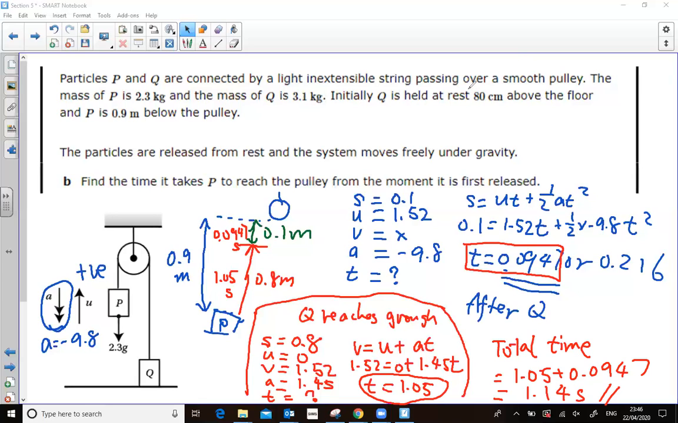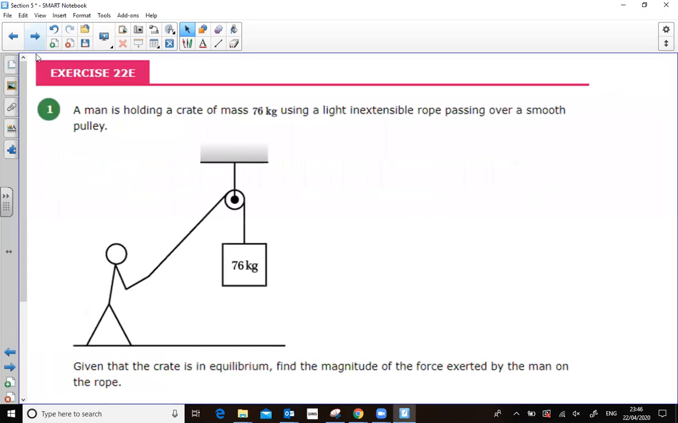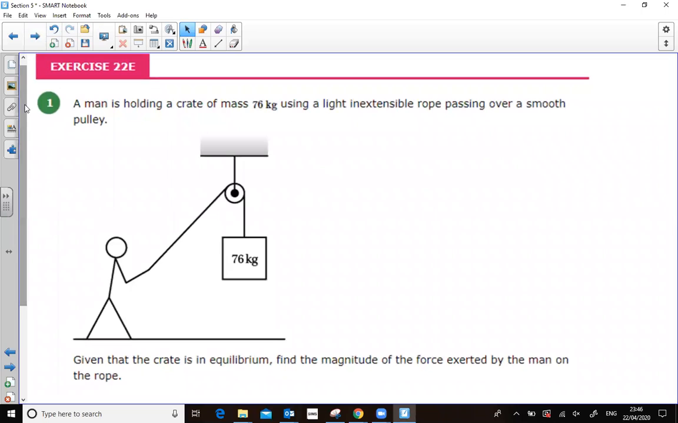Okay, so this example is a bit harder because you have to be really careful with what is happening to each individual particle and how they travel. Okay, so now let's do some exercise. So here's exercise 22E. When you do all the questions, please make sure you draw a diagram and label all the forces acting on each object. And also you should label the tension throughout the string as well.